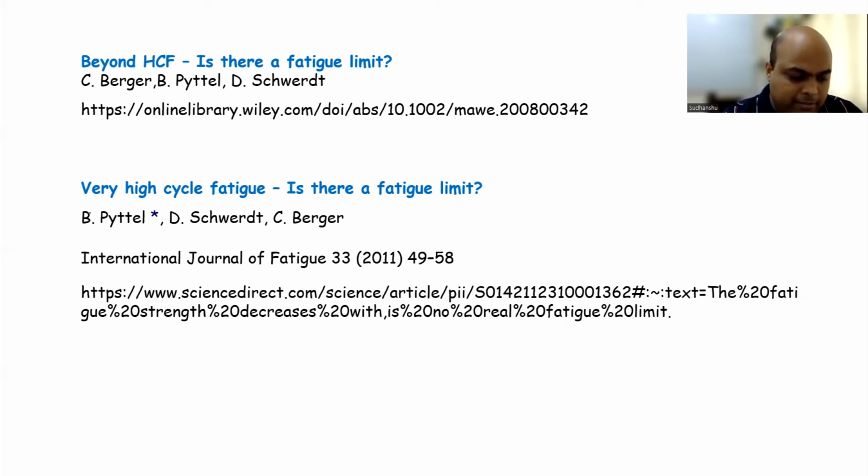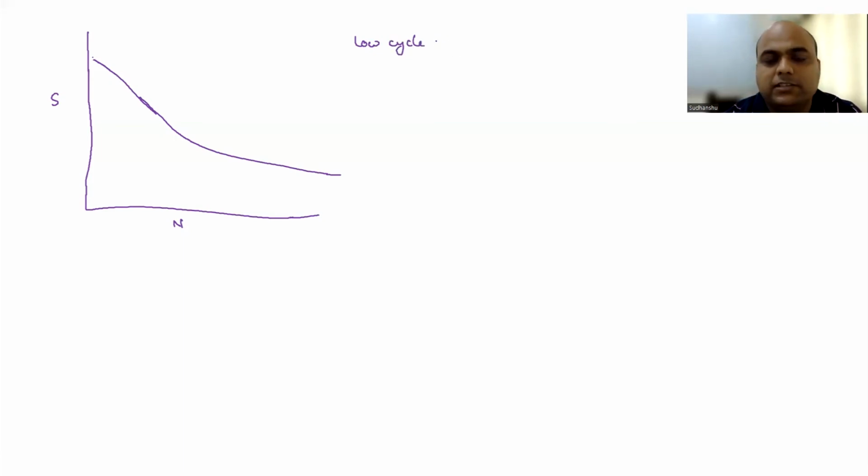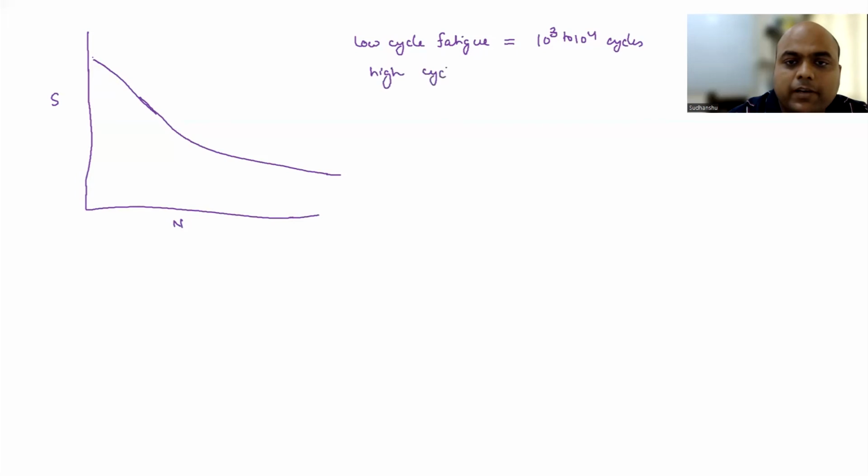Now let's talk a bit more about S-N curves. If you plot it quickly, you are going to get some curve like this, right? Typically, if the number of cycles at which it fails is low, we call it low cycle fatigue, and typically it is 10 to the power 3 to 10 to the power 4 cycles. Above that, we call it high cycle fatigue.